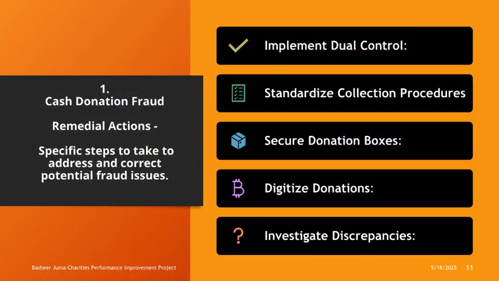Always have at least 2 unrelated individuals present when handling, counting, and recording cash donations. Standardize collection procedures. Develop step-by-step procedures for handling cash from collection to deposit. Secure donation boxes. Install tamper-evident boxes and limit key access to designated individuals. Digitize donations. Gradually shift toward digital payment options that create automatic records. Investigate discrepancies. Promptly investigate any variances between expected and actual donations.